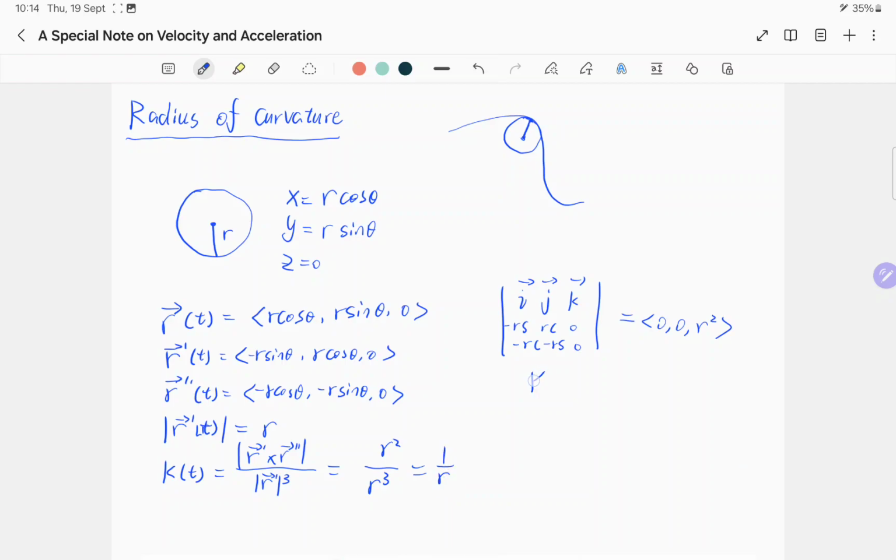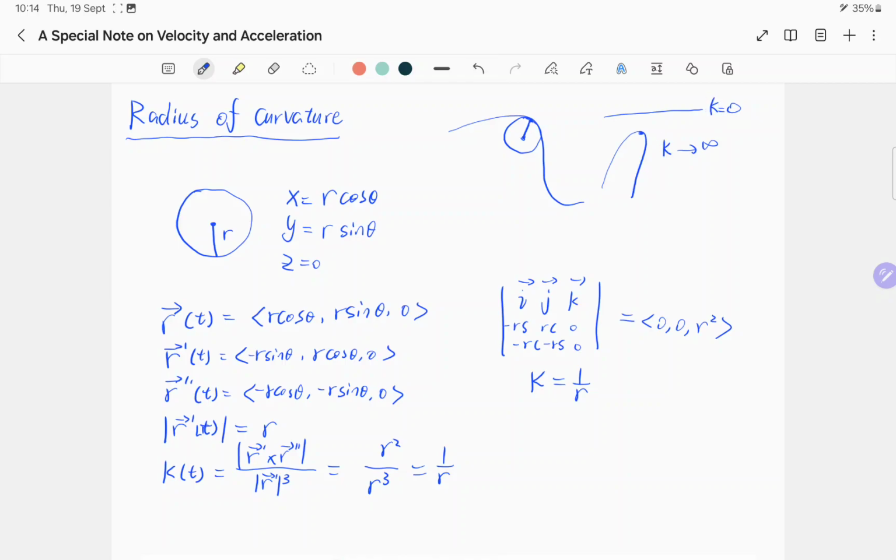Therefore, we know that the curvature is equal to 1 over the radius. Wow, so we find a really good relationship between them. Imagine what curvature means. If it is a straight line, the curvature is 0, meaning that you don't change direction, and if it is really sharp, it changes extremely fast. Here it is approaching infinity.